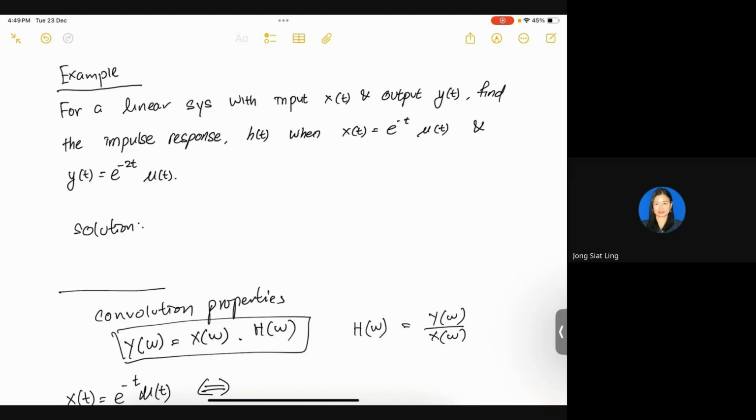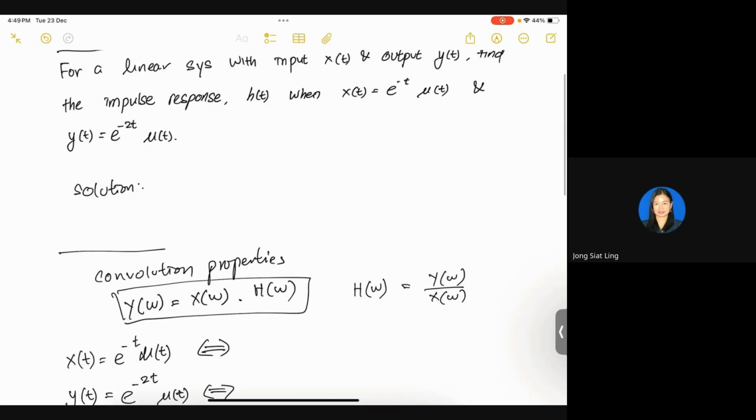Now let's look at the example. For a linear system with input x(t) and output y(t), find the impulse response h(t) when x(t) equals e^(-t) u(t) and y(t) equals e^(-2t) u(t).